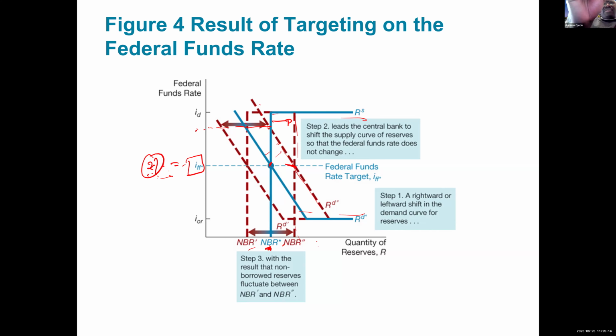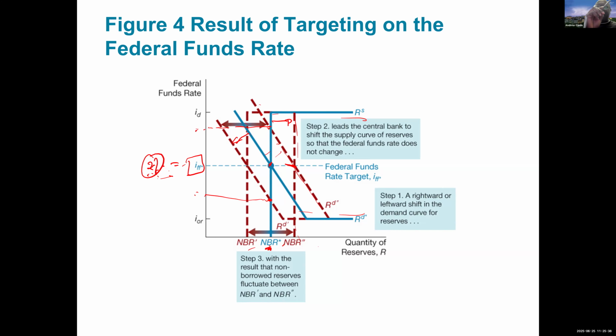The converse is true. If banks were decreasing their demand for reserves, that would potentially decrease the interest rate, because the demand for reserves would shift from the solid blue line to the dashed red line here. So the equilibrium would be where the dashed line intersects the blue line here. So the federal funds rate would potentially decrease, but the Fed doesn't want it to decrease. It wants it to be at its target of 2%.